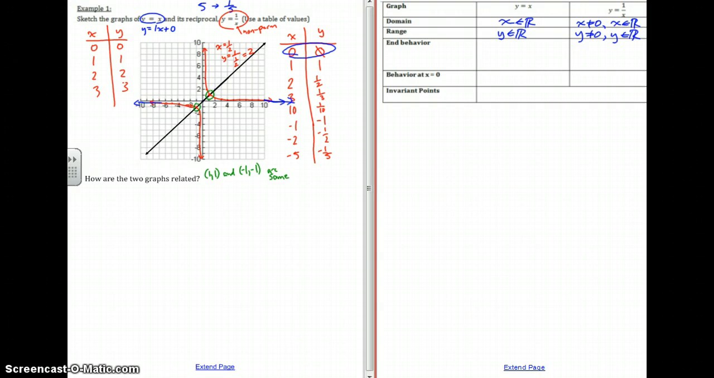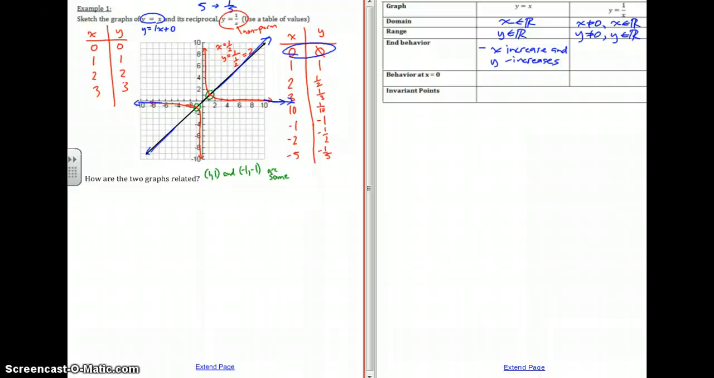For the main graph, as x increases, y increases. And also, if x decreases, y decreases. I don't have space for that, but if we go this way, as x decreases, y decreases. Okay, so now for the other one.